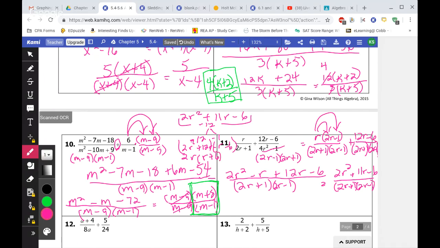Plus 6. And then negative 1. And then r plus 6. So our factors are going to be 2r minus 1 and r plus 6, all over 2r minus 1, 2r plus 1. So we can see the 2r minus 1, those cancel. And then r plus 6 over 2r plus 1 is our final answer.